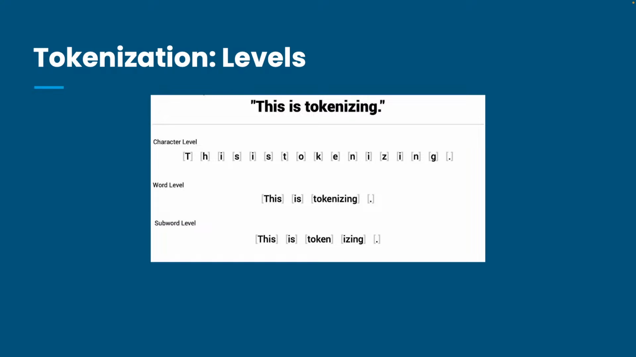And so just to gain an intuition for this, what do you guys think are the pros and cons of each level of tokenization? And which one do you think is most commonly used, especially in large language models like ChatGPT?